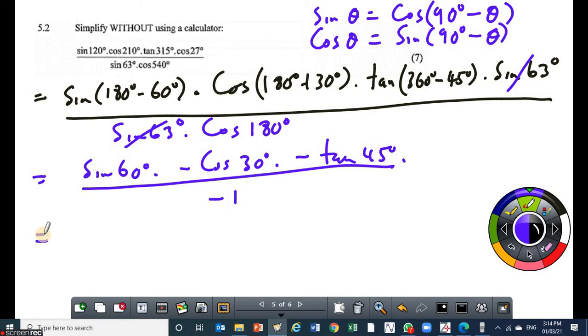Now I want you to know that in an examination situation, this is about 7 marks, right? There is no mark allocated for that step. You can do it in your head. The marks are allocated here. You have to convert either the cos to sine for the correlation, 1 mark. 1 mark for sine 60, 1 mark for minus cos 30, 1 mark for minus tan 45, and 1 mark for the minus 1. So total what? 5 marks so far. You following?